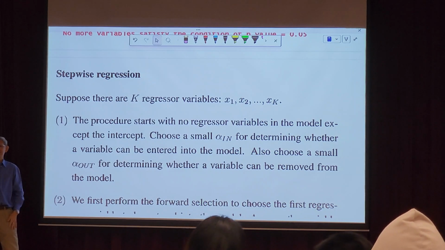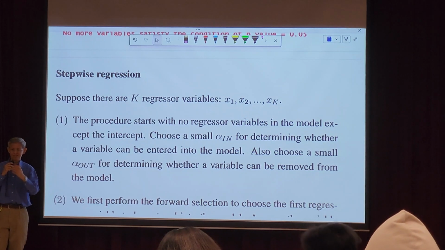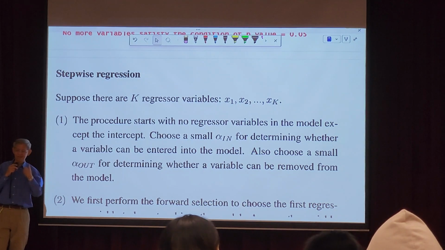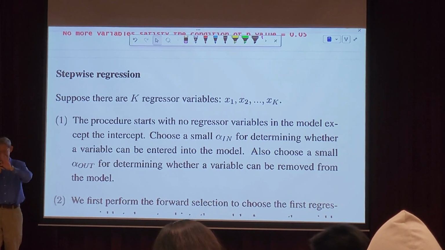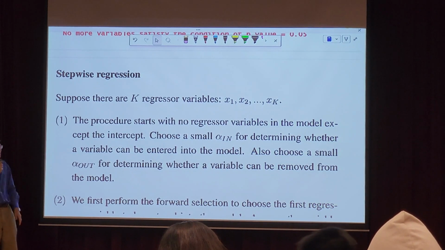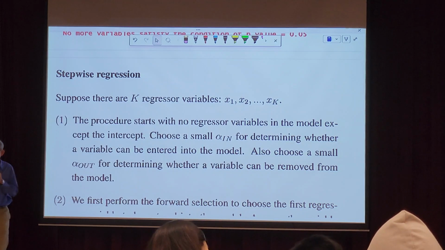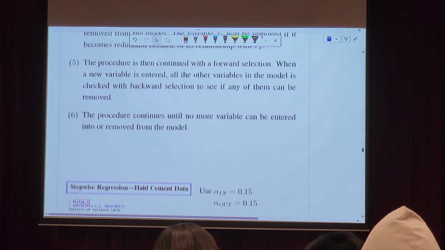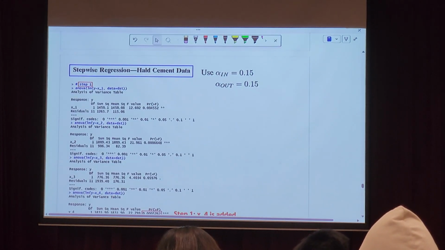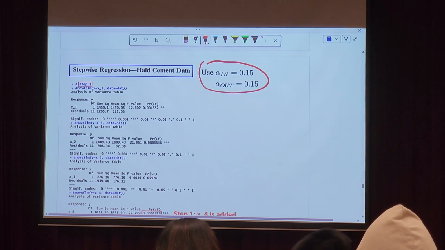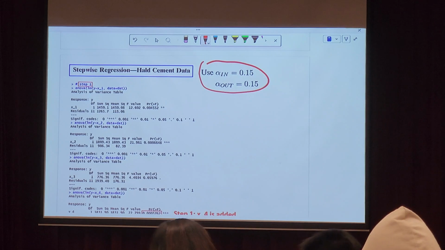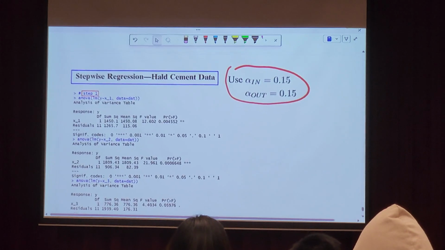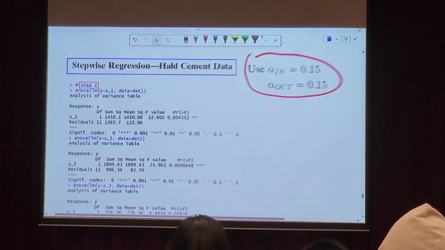And then we proceed. So each time, after you take in a new one, you consider all those in your model, and see whether you can kick it out or not. If you can, yes, kick it out. If not, you proceed as in the forward selection method. So that's how stepwise regression works. Here, we need two things: alpha in and alpha out. I have to choose a very big value here for illustration.